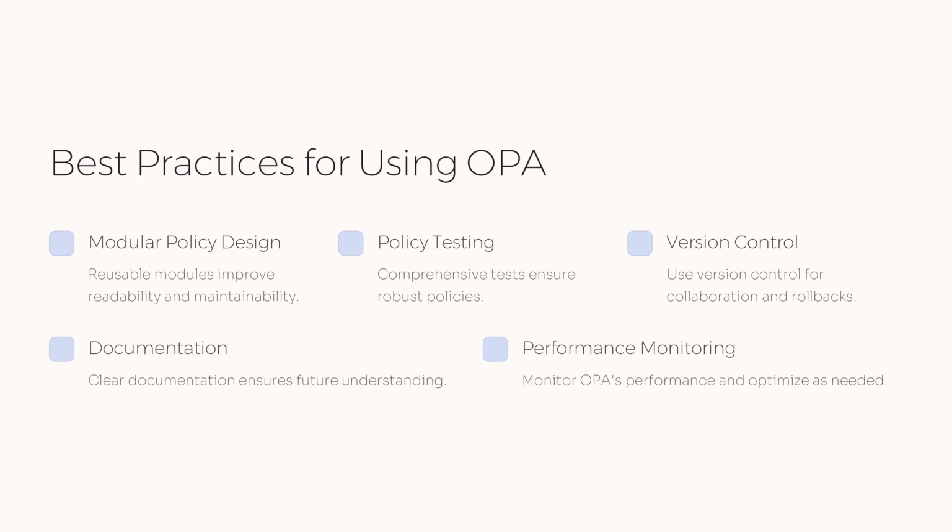Lastly, performance monitoring should not be overlooked. Keeping an eye on OPA's performance and optimizing it as necessary can prevent potential bottlenecks and ensure that your system runs smoothly. By following these best practices, you establish a robust framework for using OPA effectively.